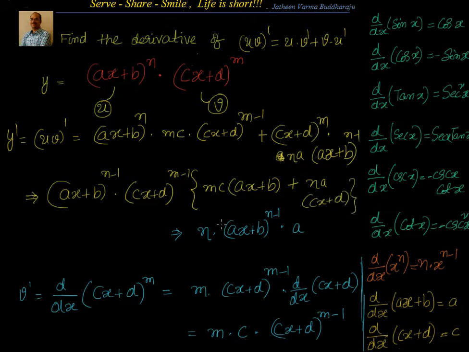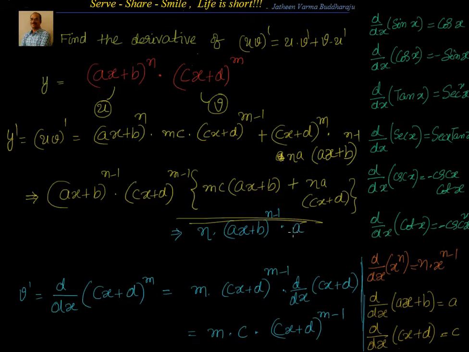That is our answer. So we have found out what is u dash, what is v dash. After that, we have just substituted them: u into v dash plus v into u dash. A little bit of manipulation, taking out, simplifying. (ax plus b) whole to the power of n minus 1, (cx plus d) whole to the power of m minus 1, we have taken out. So we have mc into (ax plus b) plus na into (cx plus d).